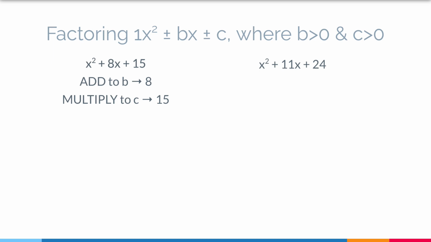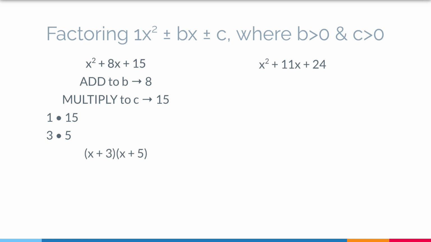So what numbers multiply to 15? Well, 1 times 15, 3 times 5, and that's it, right? I could use the commutative property and do 5 times 3, but that's all the combos. So what combination could I do? Well, I could do x plus 3 times x plus 5. So 3 plus 5 is 8, 3 times 5 is 15.